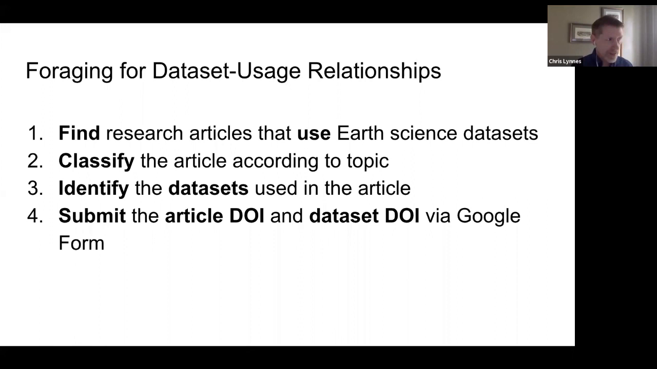The second step is classifying the article according to the topic. The third step is identifying the actual datasets used in the article, and then submitting the article DOI and the dataset DOI. And actually, I left off the research topic, via a Google form. We ask you for a couple of additional pieces of information in that Google form, but they aren't required fields. Just the article information, the dataset information, and the topic, or at least the main topic.